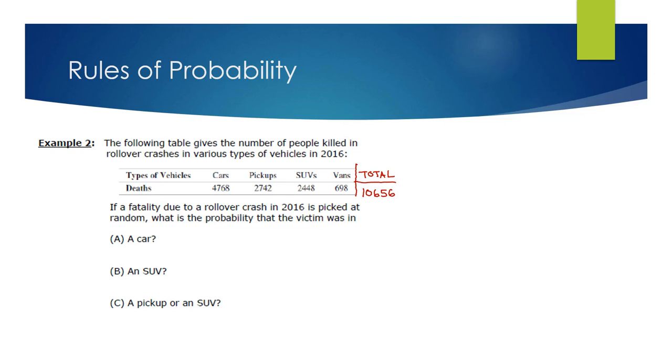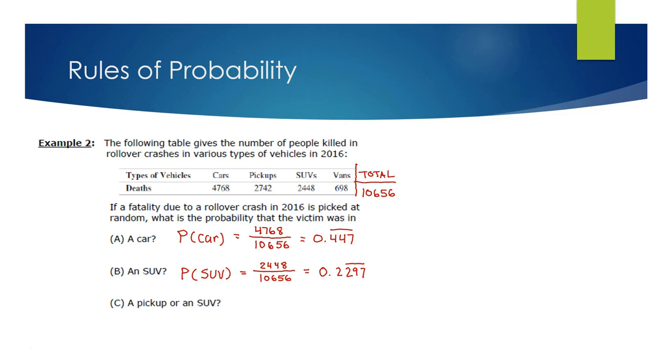I need to know that so I can come up with the probability. So if a fatality is picked at random, what's the probability it was by a car? Well, that would be 4,768 out of the 10,656, or 0.447 repeating. If it's an SUV, well, that's just 2,448 over 10,656, or 0.2297 repeating. So the first two is not part of the repeating pattern.